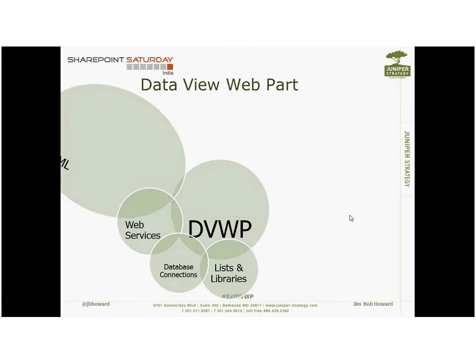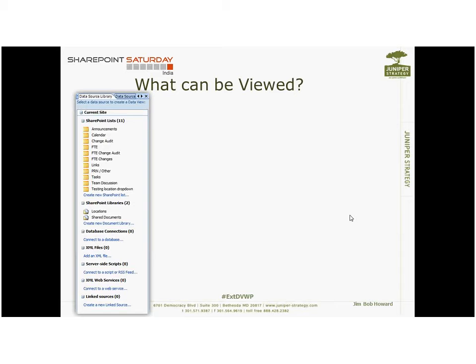Now, the base reason why all of those work is that they're XML files. All of that data is served up to the DVWP as an XML file, which also means that anything else that you can get as XML can also be exposed to your users through the DVWP. So going back to the things that can be viewed, we talked about the lists, the libraries, and the database connections, but there's also anything you can get as an XML file.